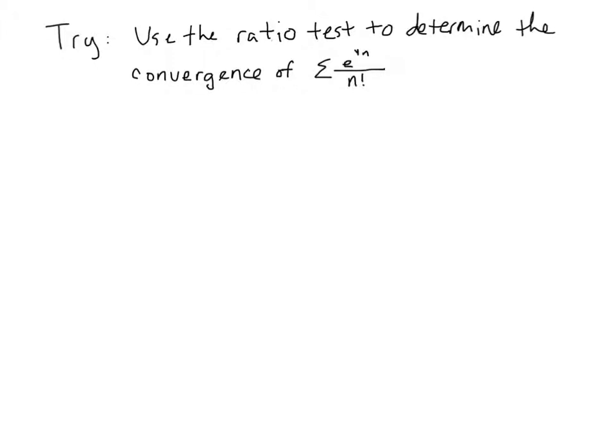Here's one for you to try. Use the ratio test to determine the convergence of the series e to the 4n over n factorial. And remember, n factorial is just n times n minus 1 times n minus 2, all the way to 2 and then times 1. So you're just going all the way down. That's what n factorial means. Alright, pause the video here, and when you're ready, we'll look at the solution.